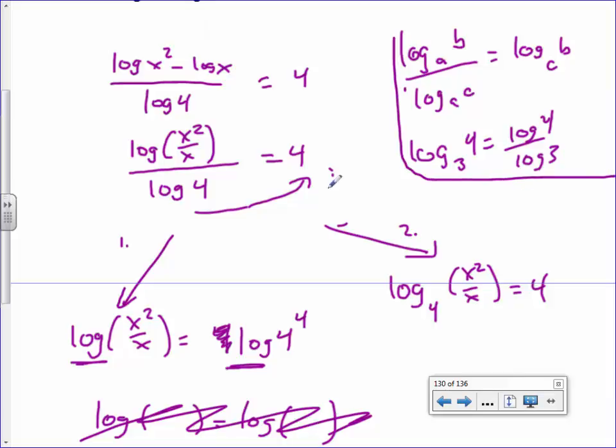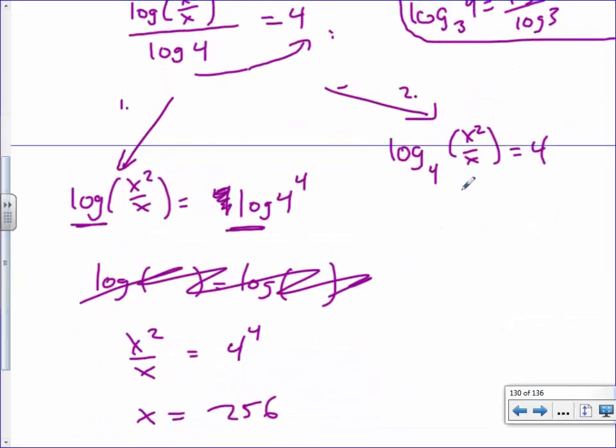I'll just write this off in the corner here. This is the top part, and this is the bottom part. So really what happens is you can just write a single log, and you just put the little 4 in the corner. That make sense now? Okay. Going from here then, I see another way I could change this.